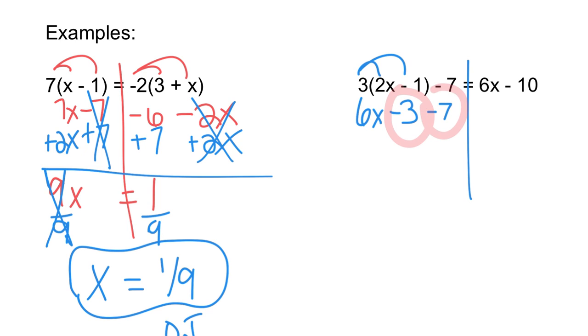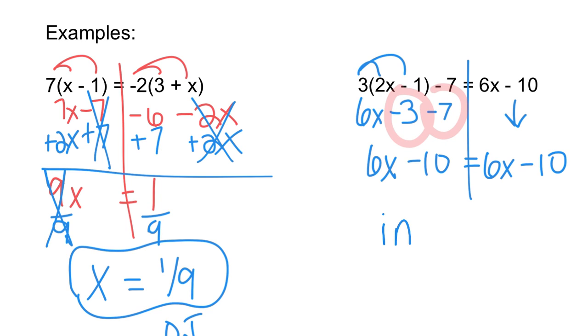So I've got a negative 3 with a negative 7. So that's going to combine to make negative 10. So I have 6x and negative 10. And I'm going to bring down this side. Now notice that what I have here is exactly the same on both sides. 6x, negative 10. So because everything here is exactly the same, this is a problem that I know has infinitely many solutions.